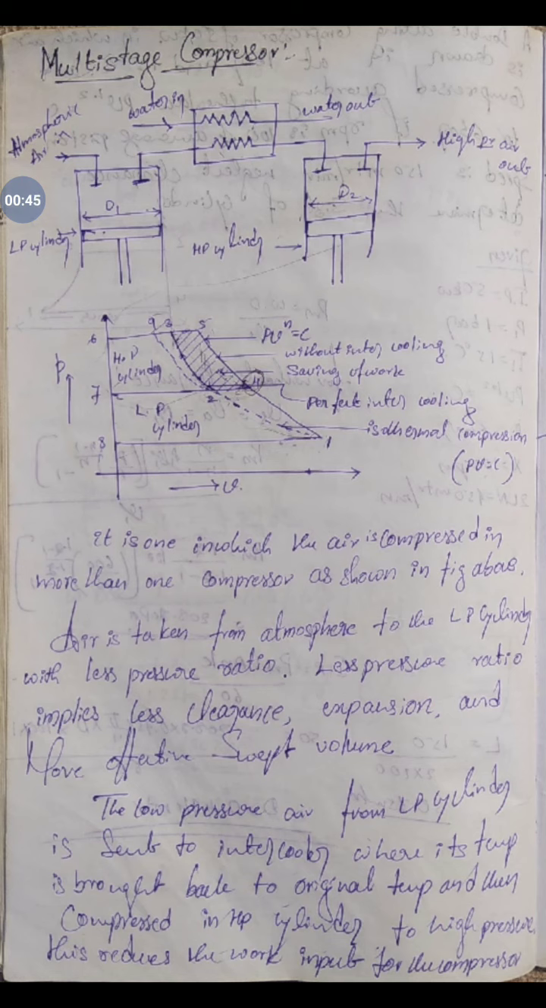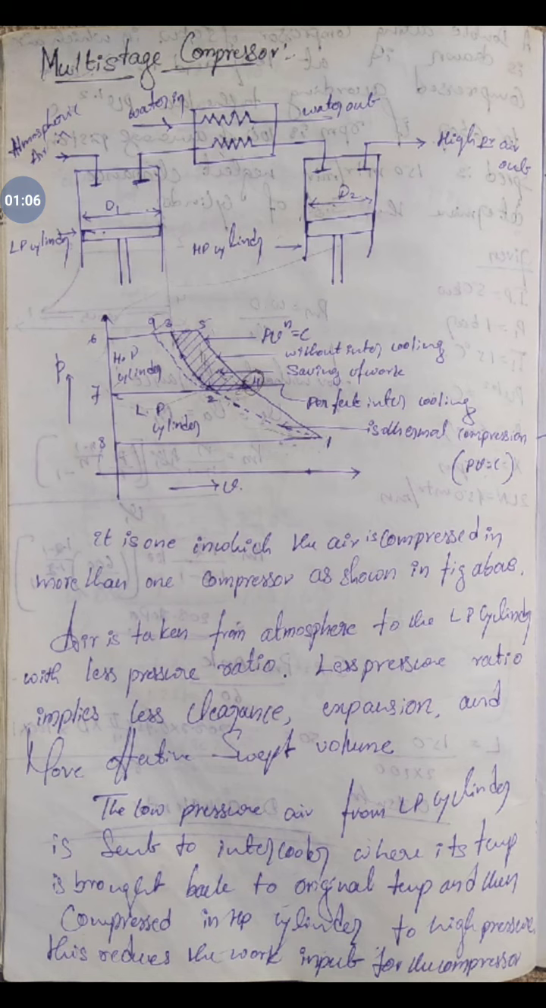So now we are going to study the multi-stage compressor with perfect intercooling. What I mean by multi-stage compressor is that if the compression takes place in more than one compressor, then it is called a multi-stage compressor. Look into the line diagram first.